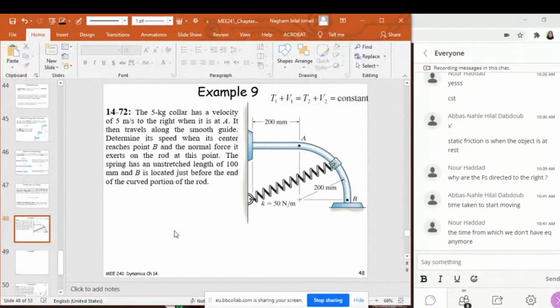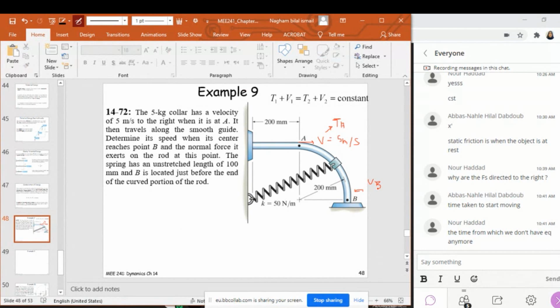I have a 5 kilogram collar that has a velocity of 5 meters per second to the right when it is at A. So when it is at A, this is the velocity, right? When it is at A, the velocity is equal to 5 meters per second, which means I can find TA. From this velocity, I can find the kinetic energy at A directly. I have m VA squared. It then travels along the smooth pipe. Determine its speed when its center reaches point B. So I need to find VB. How to find VB? If I know TB, I can find VB.